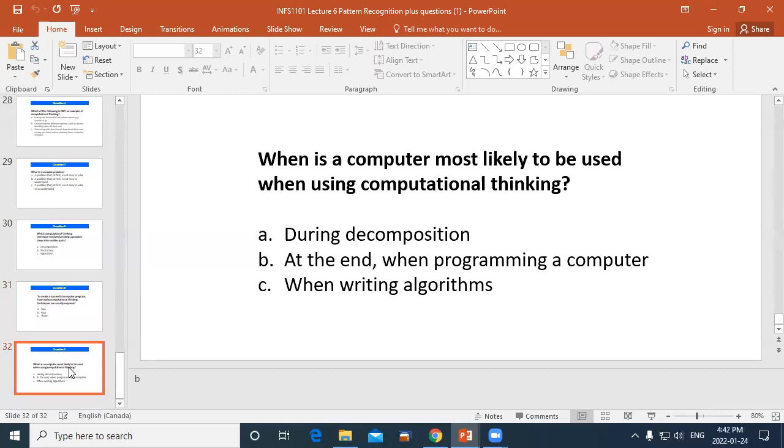When writing algorithms, what is a computer most likely to be used for? Do you need a computer to do algorithms? You can do that with a piece of paper. You keep saying B and you think I'm not listening, but I am. Yeah, I like B. Very good. The computer, we use it for coding, and we're finished.